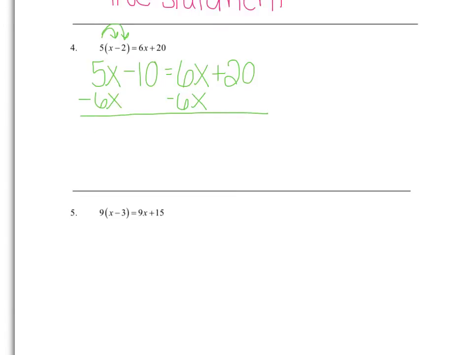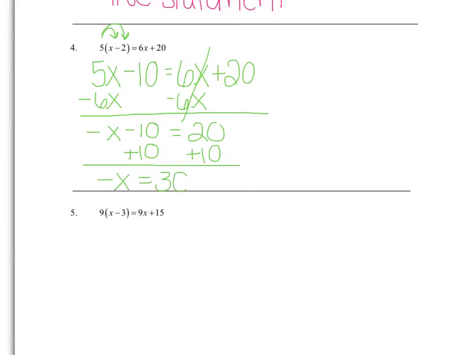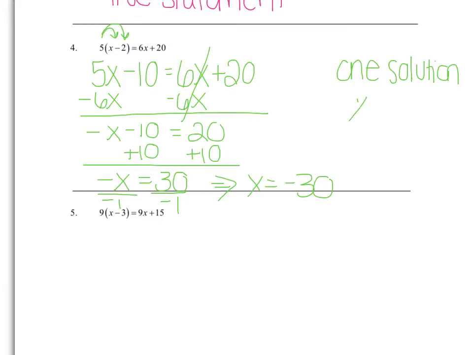Well, 5x minus 6x is -x. I have minus 10 equals, and these cancel out, so it equals 20. Next, I need to get rid of my minus 10, so I'm going to add 10, because the opposite of subtraction is addition. So what I'm left with is -x equals 30. Now this is not an okay answer for me because I need my x to be by itself, so I need to get rid of that negative. So I'm going to divide both sides by -1, and I'm going to get x equals -30. Since I got x to equal one value, this has one solution that works. So the only answer that will work to make this equation true is when x equals -30.